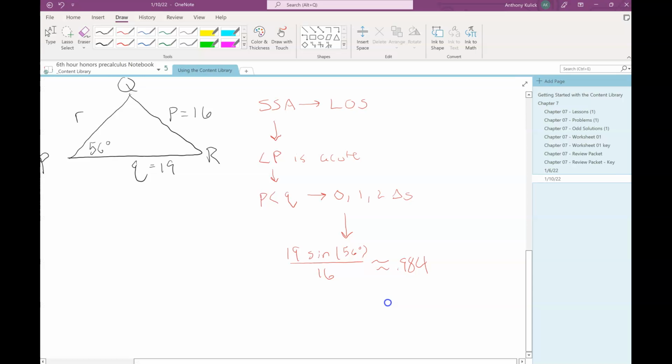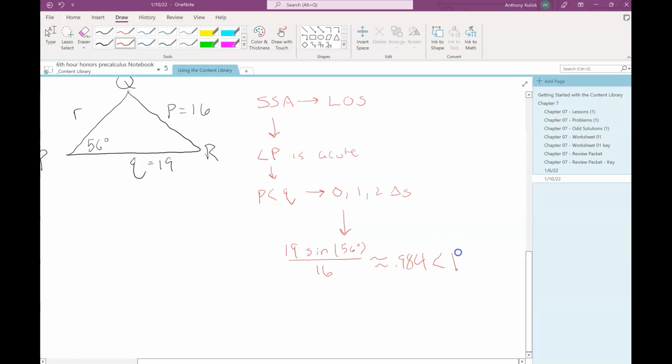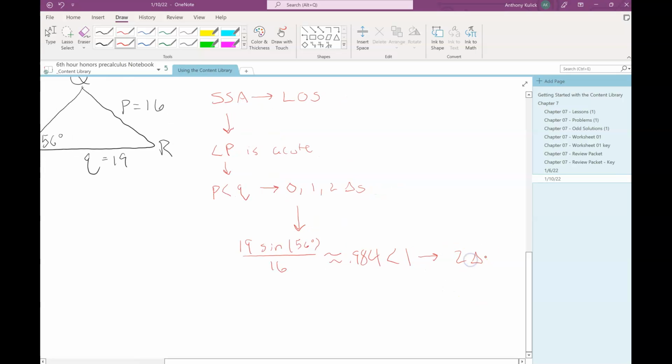And the criteria here was if this number is less than 1, we get 2 triangles. If it was equal to exactly 1, there'd be 1 triangle. And if it was bigger than 1, there's no triangles. That was the criteria again. But here we have the 2 triangle situation.